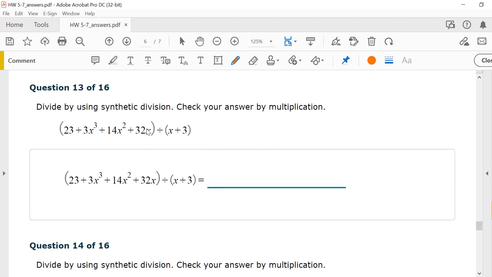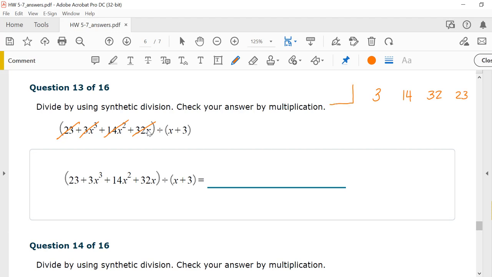All right. Number 13 says to divide by using synthetic division. So this is the first time we've ever had to go set one up. Okay, I need to get it in decreasing powers of x. So it looks like x cubed is the biggest. I'm going to write a 3. Then x squared, 14. Then the x term, 32. And last, the constant term, 23.